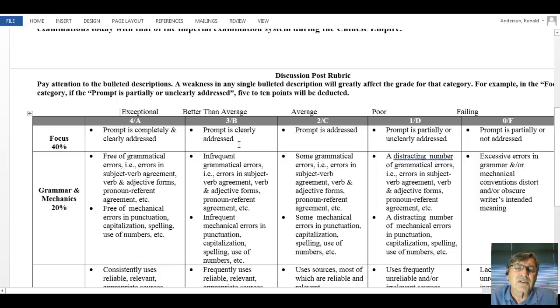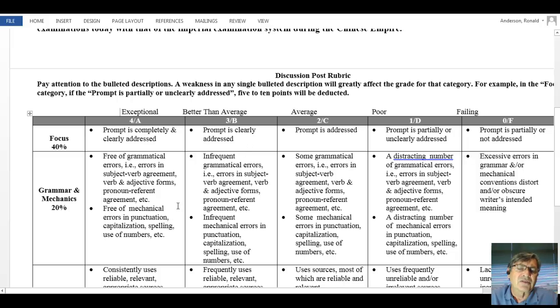The prompt is clearly addressed, yes, but not completely. That will get you a little bit less. The prompt is addressed, but not clearly, not completely. The prompt is sort of addressed, or not addressed, would get 0 points. That'd be minus 12 points if you're just completely off topic.